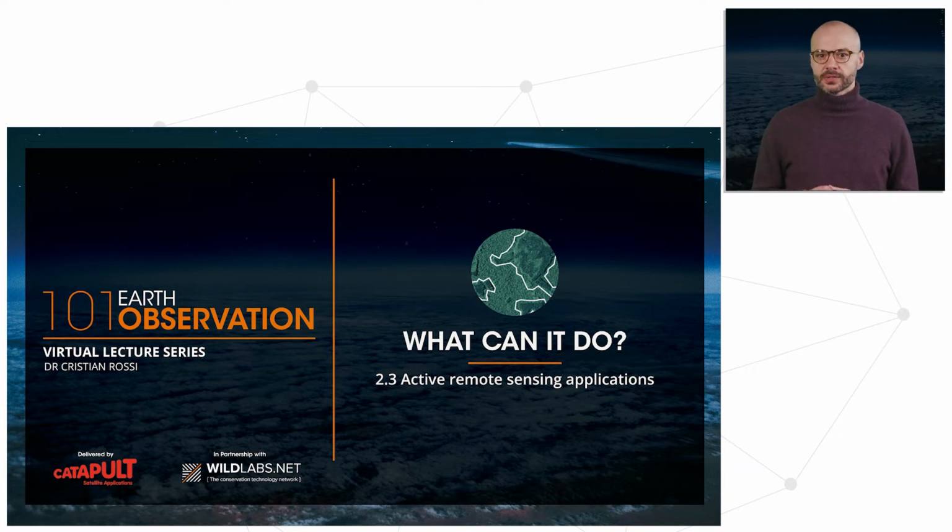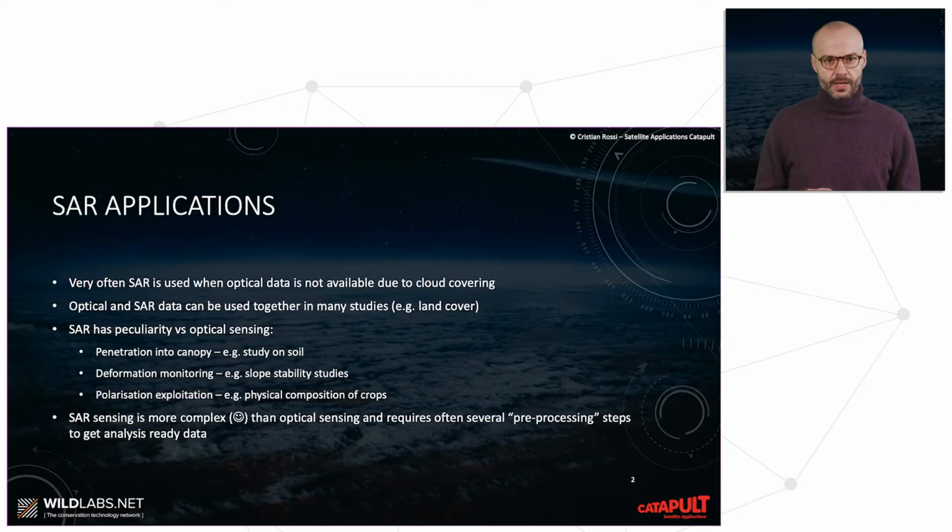This lecture is about active remote sensing application, specifically with synthetic aperture radar. Let's have a description of the application, a bit of an overview of why we need to use SAR. So we have seen that with optical remote sensing, we can trigger really lots of different applications. So why do we want to use SAR?